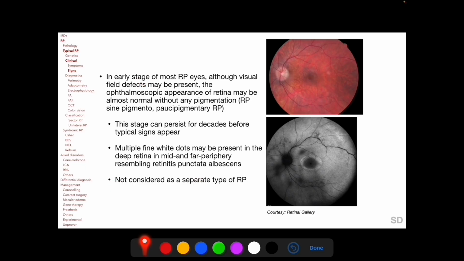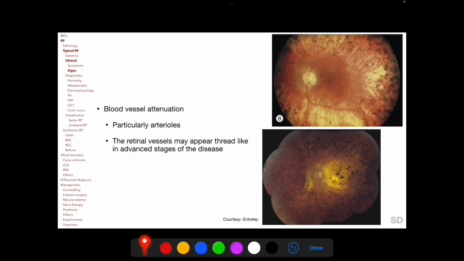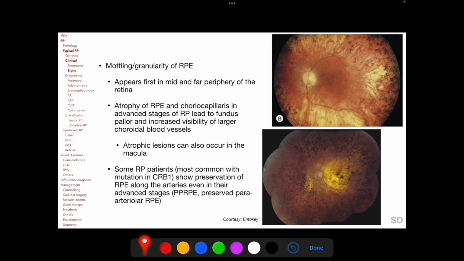The two early signs of retinitis pigmentosa are blood vessel attenuation, particularly that of the arterioles, and mottling and granularity of retinal pigment epithelium, which appears initially in the mid and far periphery of the retina. Atrophy of RPE and choriocapillaries in advanced stages of RP can lead to fundus pallor and increased visibility of larger choroidal blood vessels. And as we have mentioned, atrophic lesions can also occur in the macula in advanced RP.